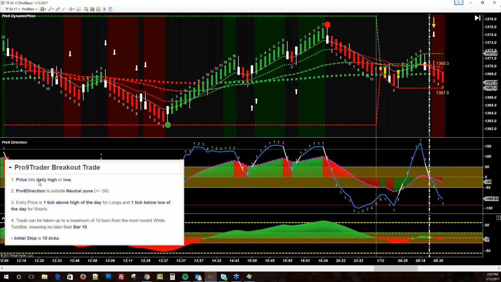Next, we're looking for our Pro9 direction histogram to be outside of its neutral zone. At this point, it's not. The neutral zone are these gold shaded areas on each of our histograms. So this is our direction. At this point, it's obviously not. It looks like we have 2, maybe 3 bars of space before we run into the low of the day, so it may get there. Not sure yet, but we can watch it.